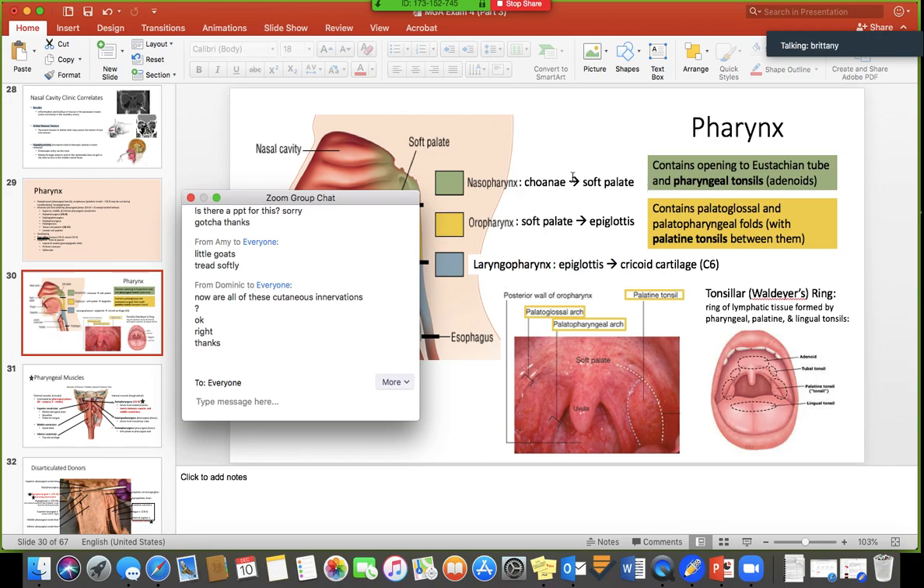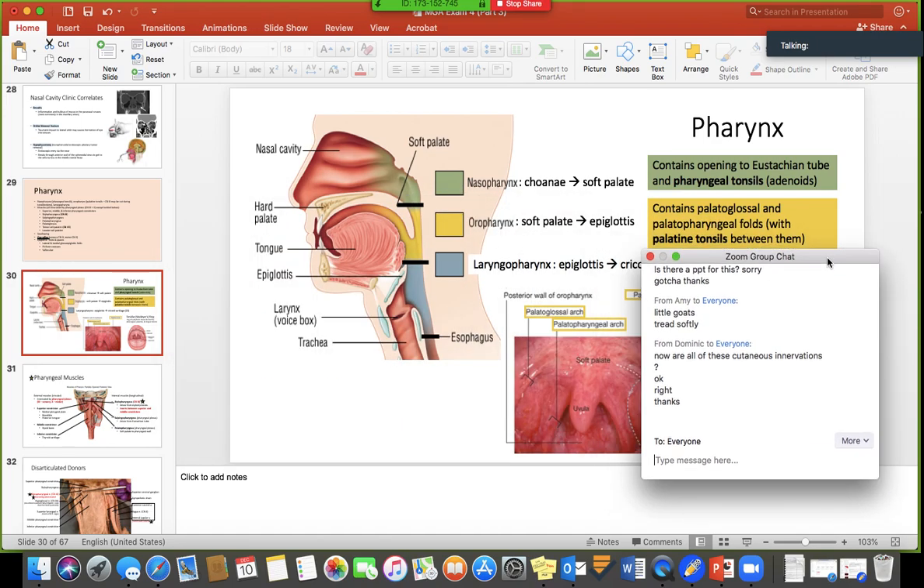Okay, so the only thing I would really worry about from this slide is the fact that you find your palatine tonsils between the palatoglossal and palatopharyngeal folds. And remember, those are just mucosa that are covering the palatoglossus and the palatopharyngeus muscle.